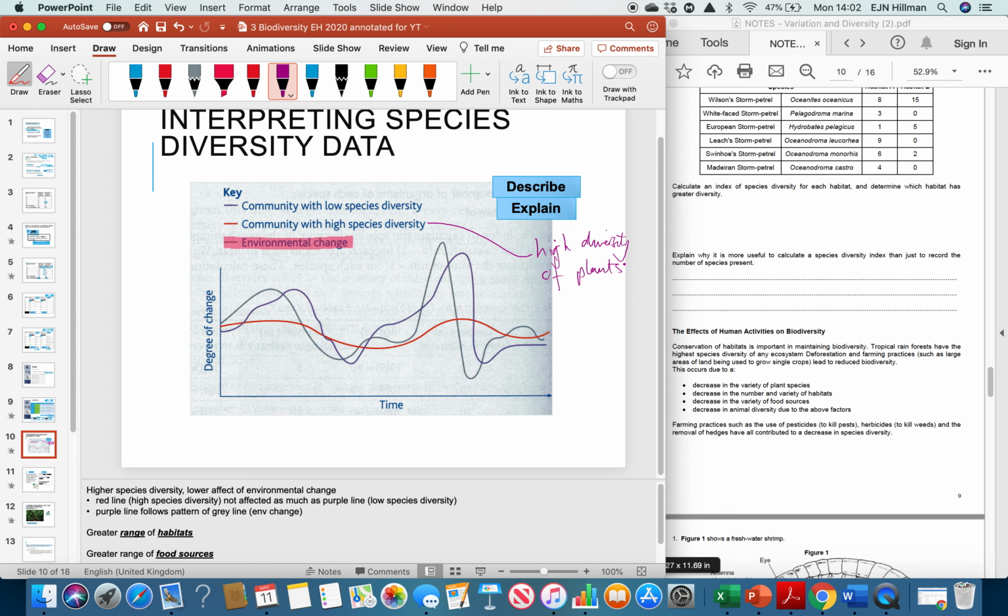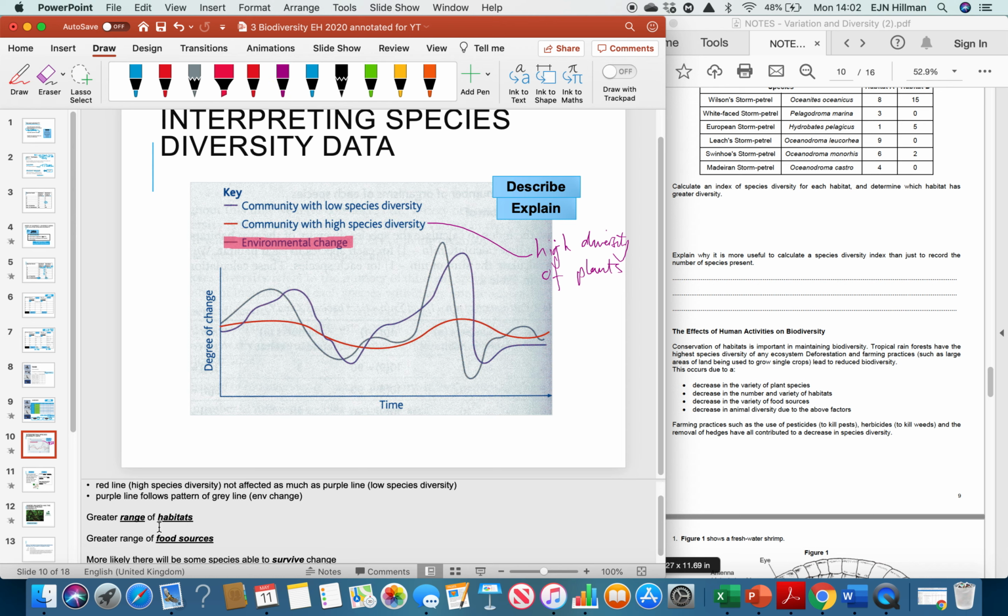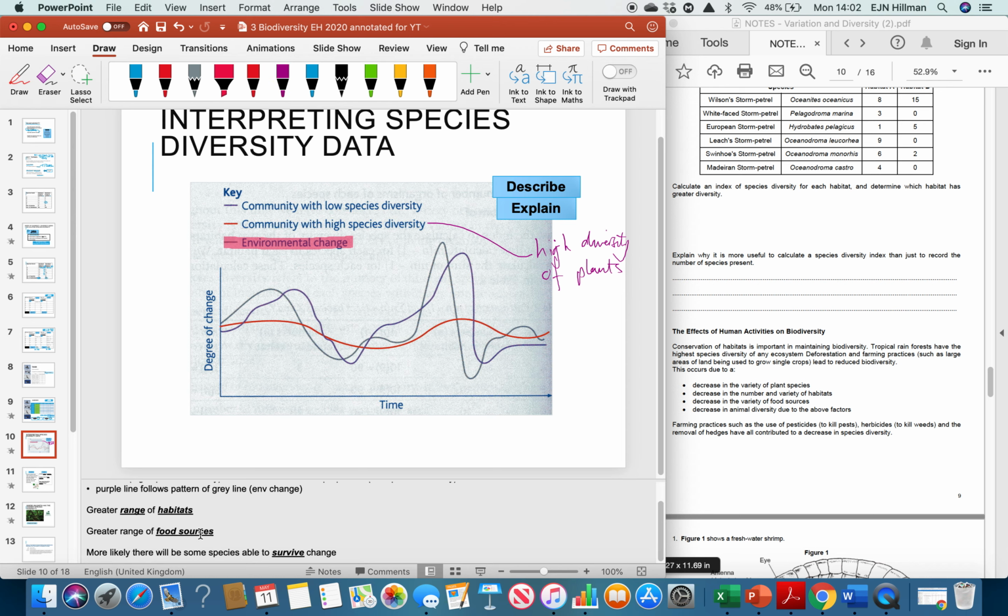Sorry about that. And those plants, so there are lots of different species of plant, each one may be able to provide a different habitat. Each of those plants may be a different food source. So you've got lots of plants, lots of habitats, and a greater range of food sources. So communities with a high species diversity have a greater range of habitats and a greater range of food sources.